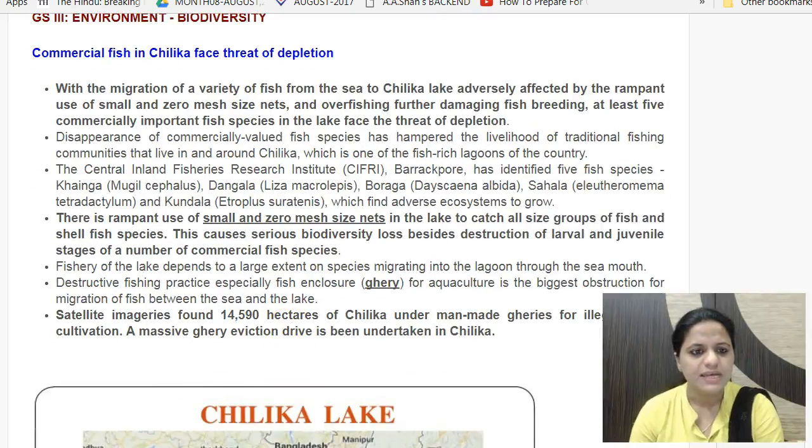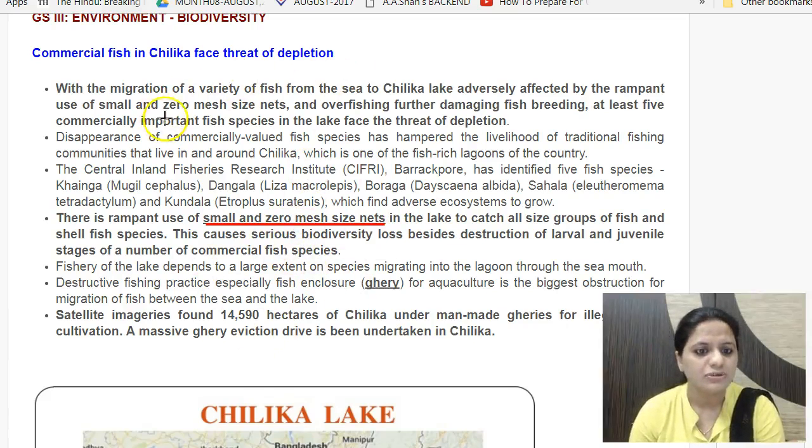Then the next news item is commercial fish in Chilika face threat of depletion. So this is regarding Chilika Lake in Odisha. It is the largest brackish water lake in India, and here it is seen that the fish population is suffering and depleting, and the reason for this is the small and zero mesh size nets which are being used for fishing. So when nets used are very small, they can catch all sizes of fishes, big as well as small. So this includes even the larvae and juvenile stage fishes, the young fish, and this results in the population depleting. When juvenile fish are not allowed to grow and become larger fish and the population cannot multiply, then of course this will result in depletion of that fish species. So this is what has been seen.